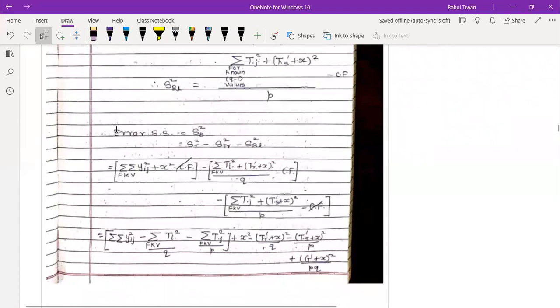Hence one can get the error sum of squares, which is simply S squared e, which you can take as the difference of the total sum of squares minus the treatment sum of squares minus the block sum of squares. Substitute all those values which we have calculated, and based on that you can always obtain it.